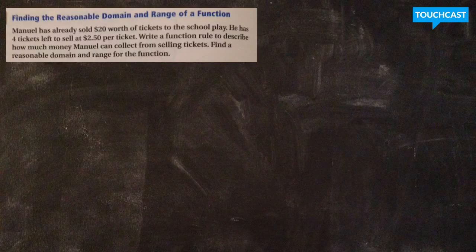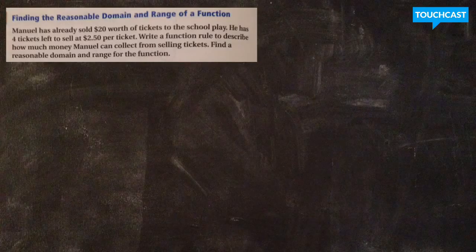Alright, let's look at our final example, where we are finding the reasonable domain and range of a function. Manuel has already sold $20 worth of tickets to the school play. He has 4 tickets left to sell at $2.50 per ticket. We need to write a function rule to describe how much money Manuel can collect from selling tickets. And we also need to find a reasonable domain and range for the function.